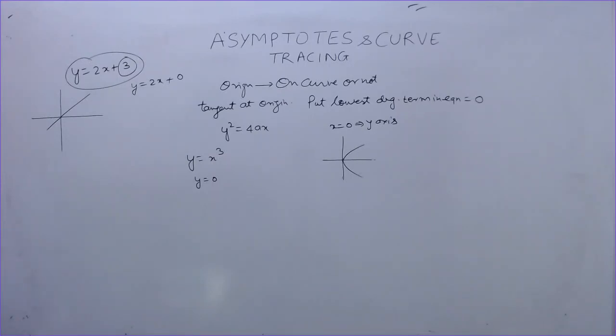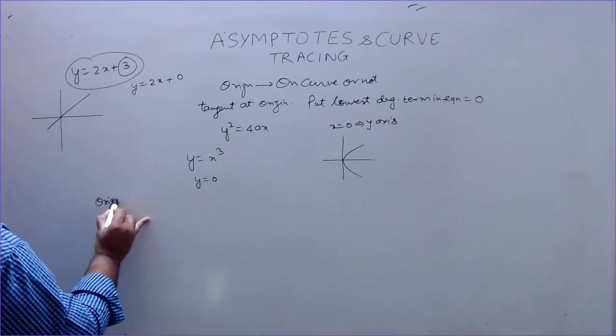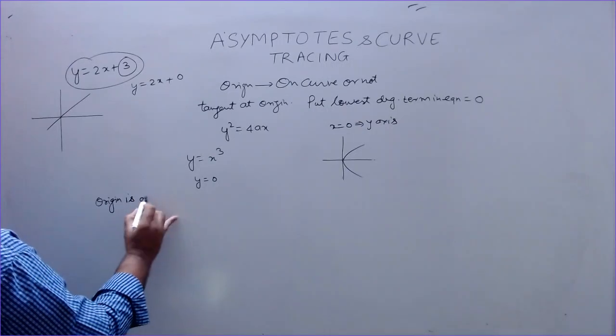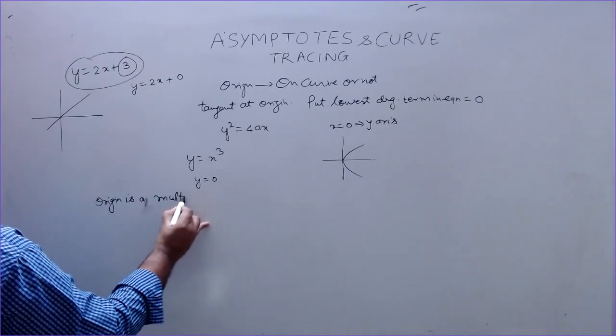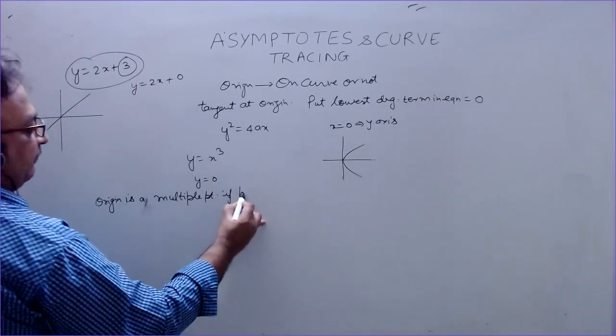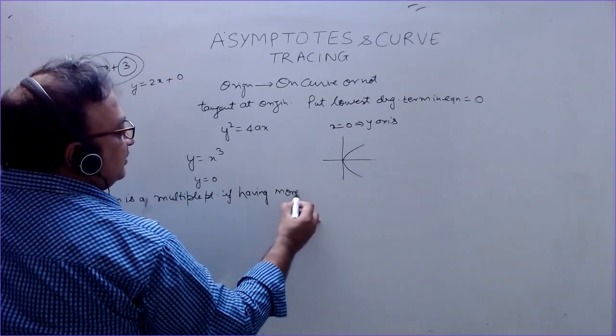Now there can be one tangent or more than one tangent. In that case, the origin is called a multiple point. The origin is a multiple point if it has more than one tangent.